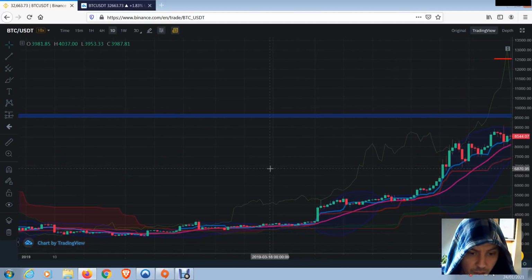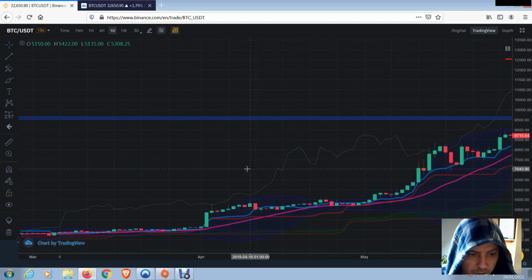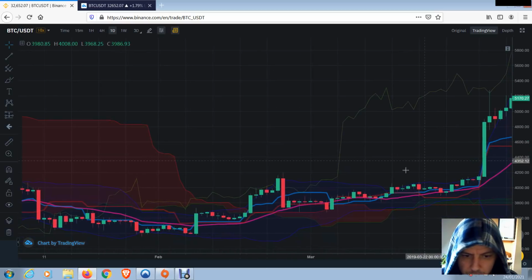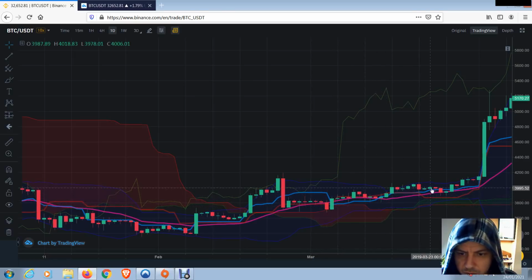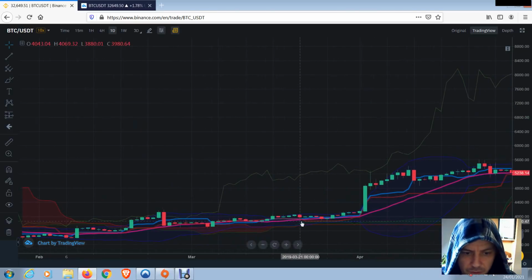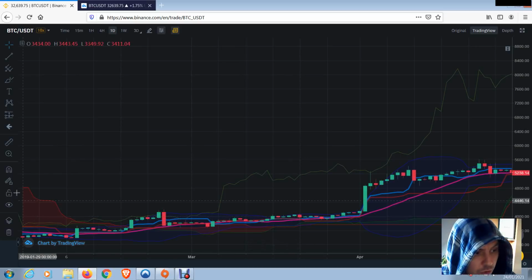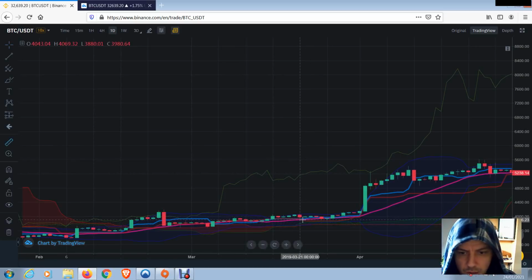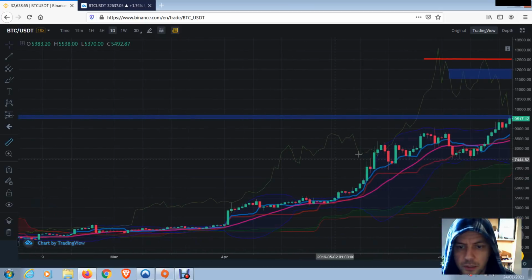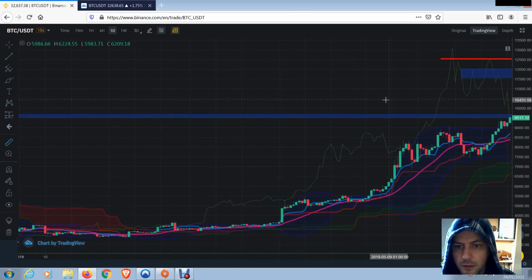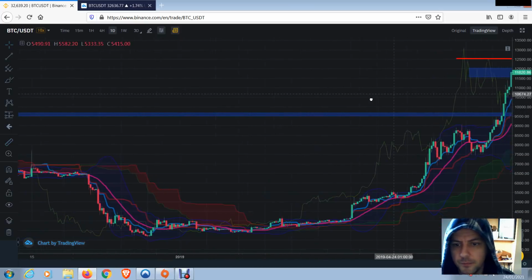So let's have a look at what happened when it recovered finally. We have to zoom in a little closer here. So we were above the cloud finally. We had a negative cross, and then we had a positive cross here, and then from basically 3,900, we rode that cross all the way up. Rode it all the way up, didn't we?